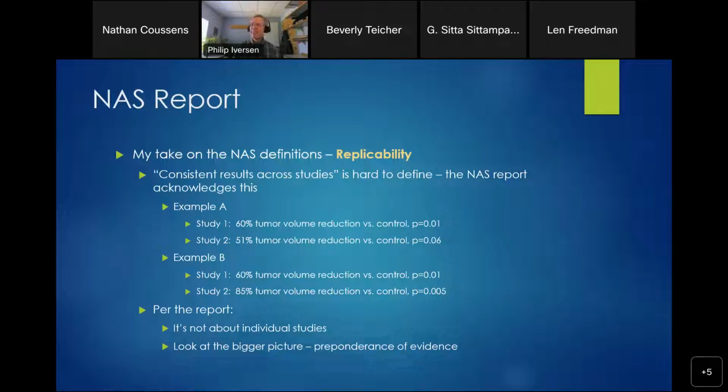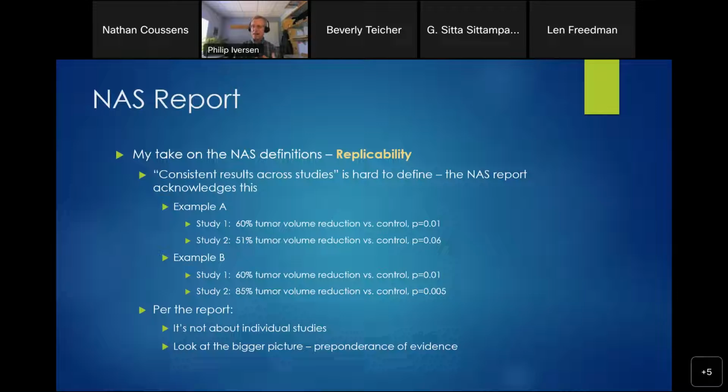Phil? Comment? What about the effect size? Well, that's what I'm talking about. 60%, 51%, those are the two observed effect sizes. They're pretty close in my view, in my experience. Those are not very distinguishable. I would call those consistent.